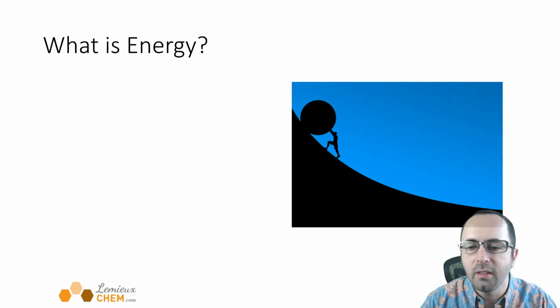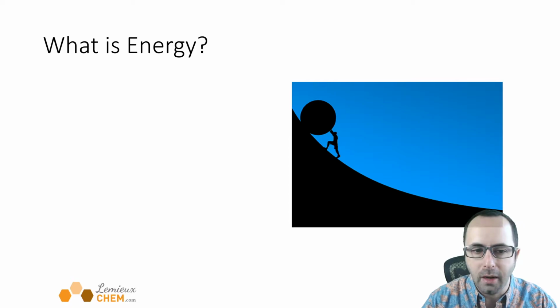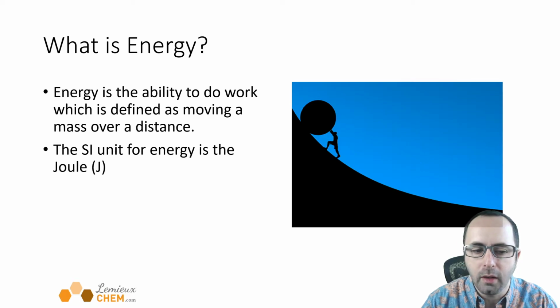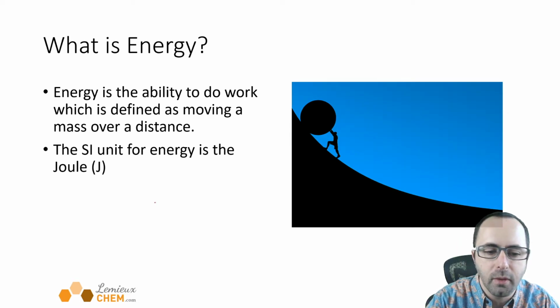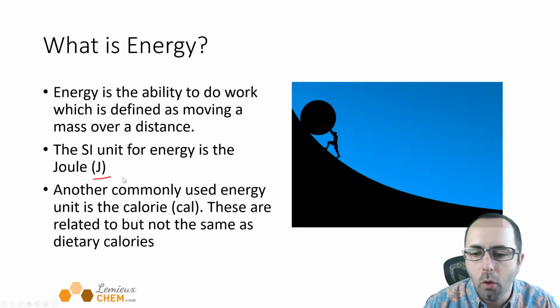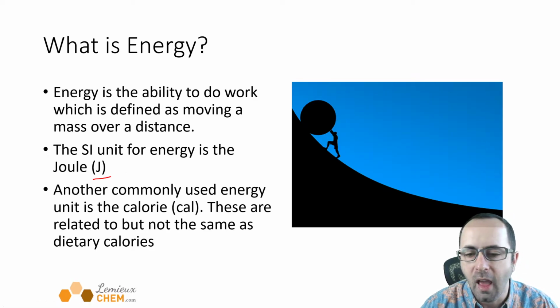Well, energy is the stuff of the universe that isn't matter. It's the ability to do work. Work is defined as moving a mass over a particular distance. And so the units for energy are joules. They're indicated by a capital J, as you see right here, a capital J. But the unit you're probably more familiar with in terms of energy is calorie.